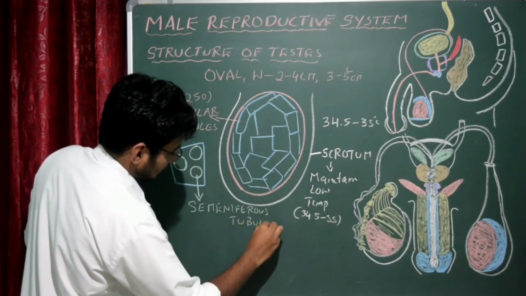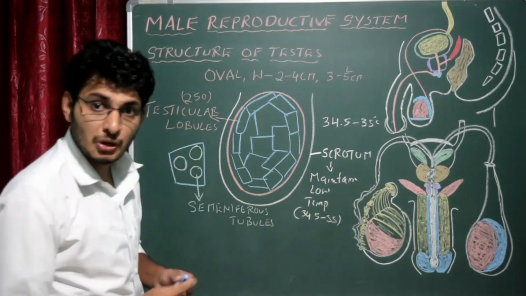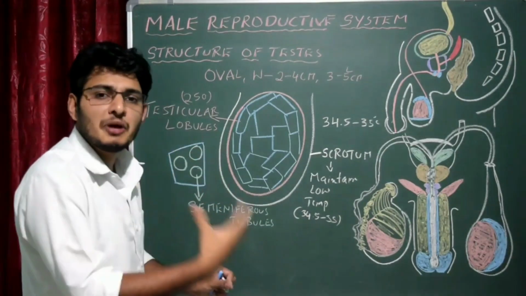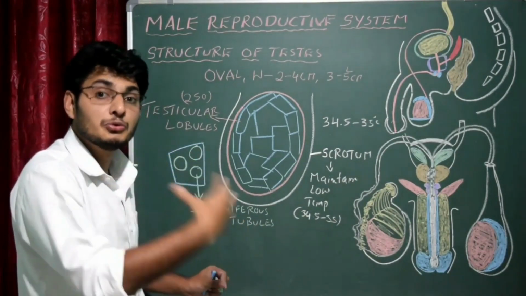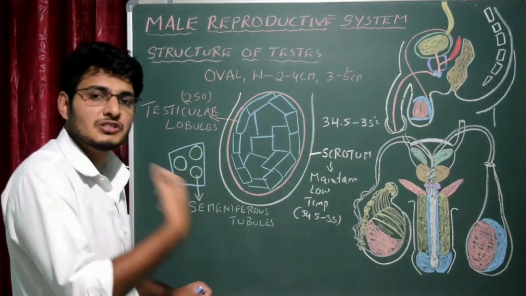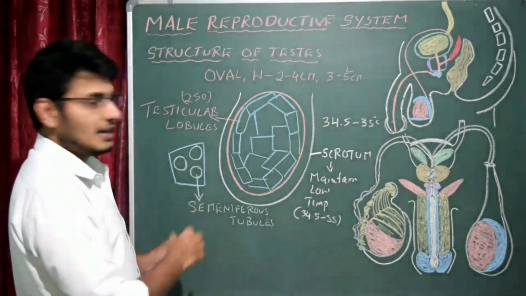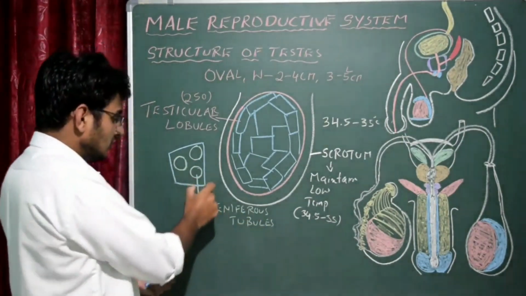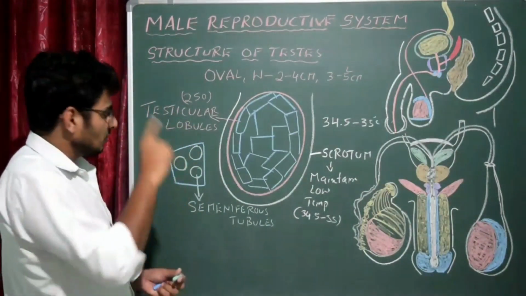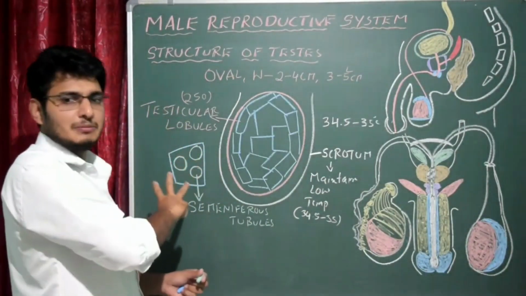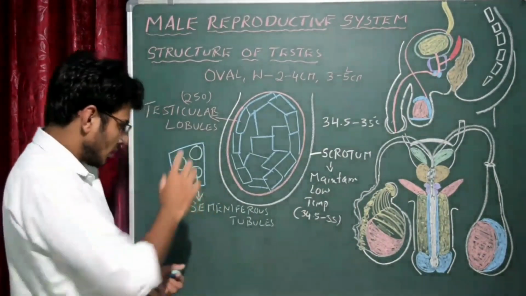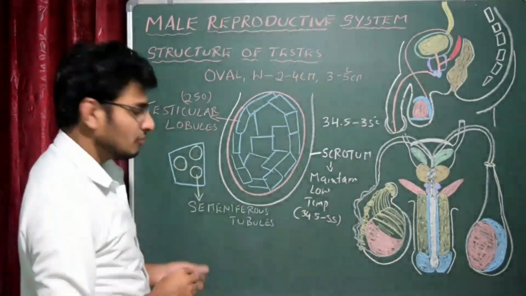Okay, this is called a seminiferous tubule. Now specifically, which is the site where spermatogenesis is produced or initiated? That is the seminiferous tubules, where spermatogenesis takes place. In one compartment or one testicular lobule, there will be maximum only 2 to 3 seminiferous tubules. These are highly coiled structures. So the green circles are seminiferous tubules.